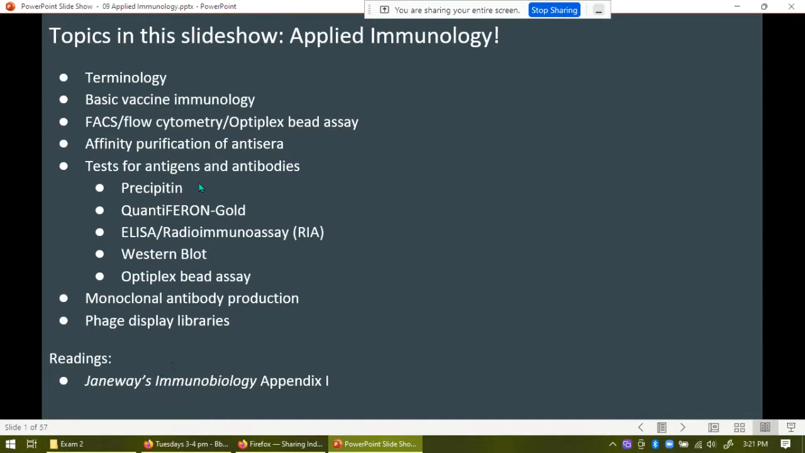So this is just a list of everything in here. The appendix might be a good place to consult. It's called the Immunologist's Toolbox. If I was going to tell you to read one chapter, I would probably say to read Appendix 1. So do that. Focus on the stuff that we cover in this class, though, because there's a lot of extra stuff in there. This PowerPoint is an exhaustive list of everything you need to know.